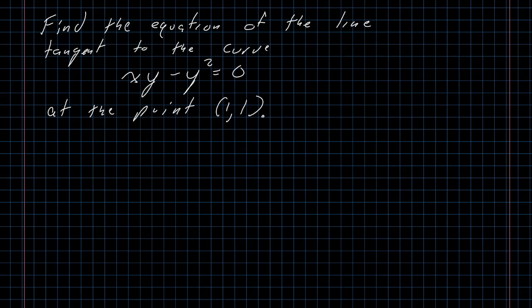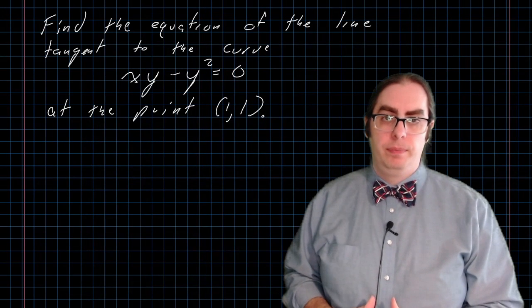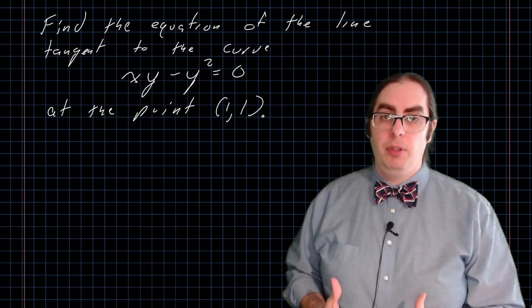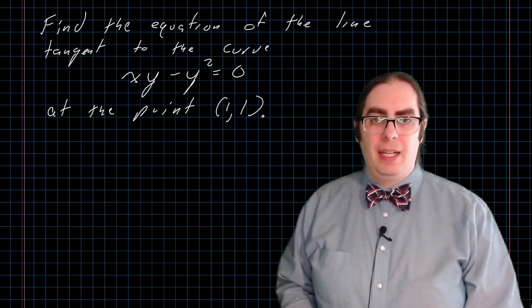I would like you to find the equation of the line tangent to the curve xy minus y squared equals 0 at the point 1, 1. All right, take a few minutes playing around with this one, see what you come up with there, and I'll see you in the next video.